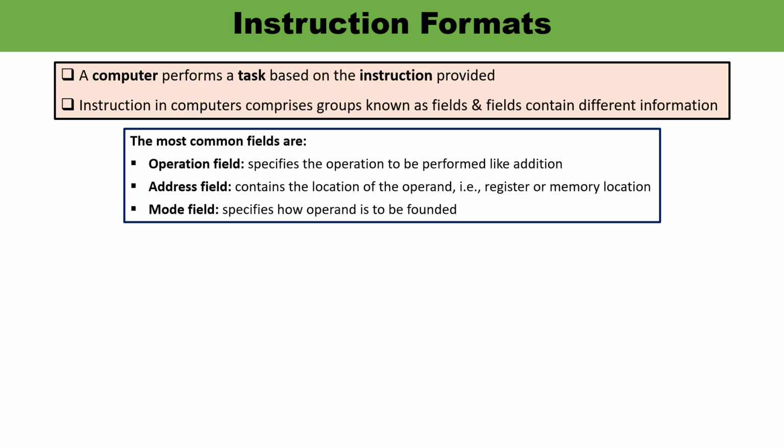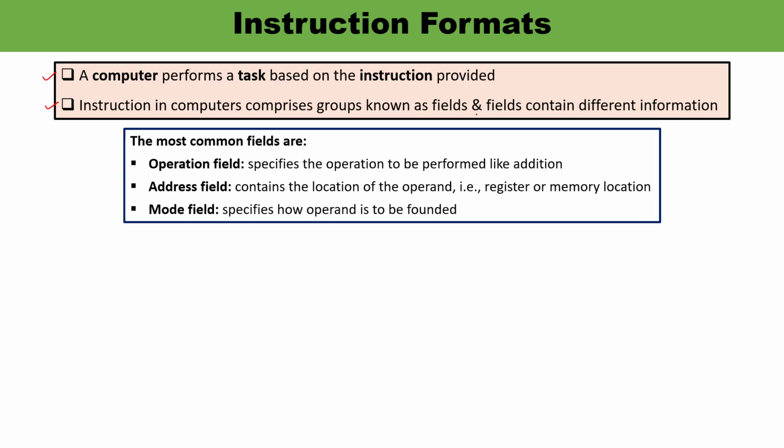First, let me tell you about the instruction. You must be aware of a computer program. Whenever you are writing a program, there is a certain set of instructions in that program. The computer performs a task based on those instructions which have been written for that particular program. And an instruction in a computer is in the form of fields, and fields contain various information.